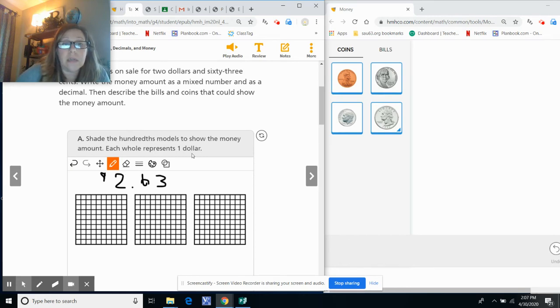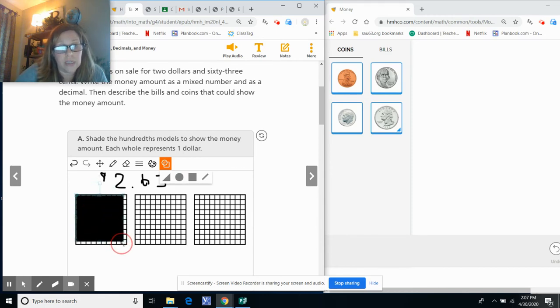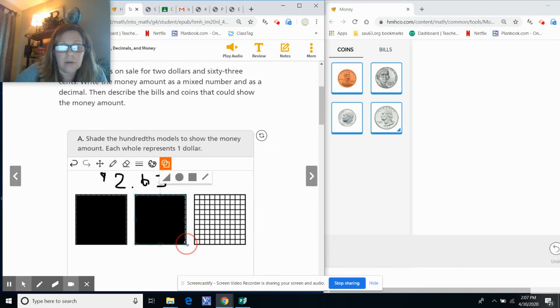Each whole represents a dollar. So if you think about this, this here is $1, this is $2, and this is $3. But the thing is we only have 2 full dollars, and we have 63 cents. So how can we represent that? Well, this can be considered $1 if we shade in this entire model. And this one here could represent the second dollar. And now the third is going to represent the 63.